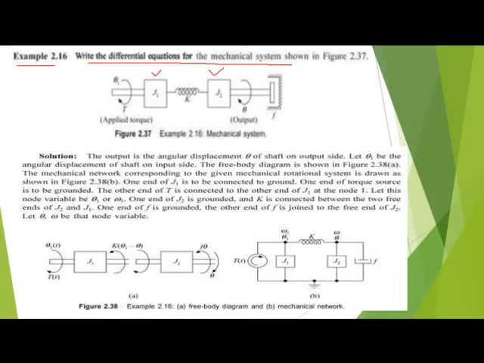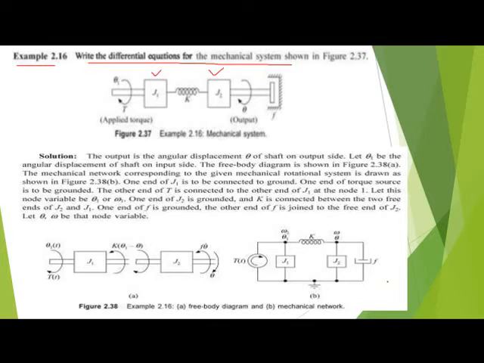Okay, now we will draw the corresponding mechanical rotational network as shown in the figure. One end of this is to be grounded, and one end of the torque source is also connected. In this mechanical system, theta 1 is one node and theta is another node. Theta 1 is the angular displacement of the shaft on the input side, whereas theta is the angular displacement of the shaft on the output side. Between these nodes is the torsional spring.